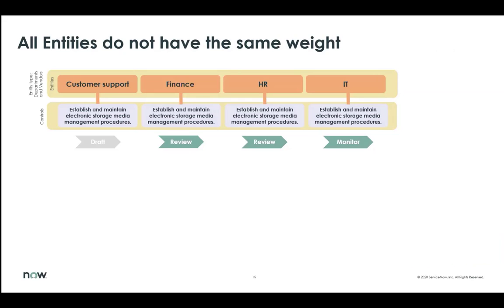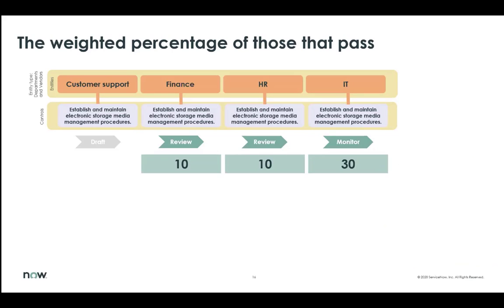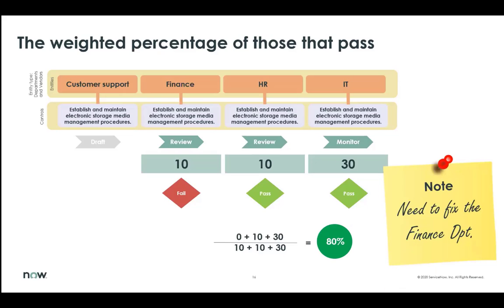Also, entities do not have to have the same importance when it comes to evaluating compliance to a control objective. In this example, for this control objective, we decide that IT is much more important than the other departments, so we give it a weight 3 times higher, say 30. Now we see whether each control is pass or fail. Customer support is still in the draft state, remember, so it's not counted in the calculation. Finance has some issues, so it failed, which gives a value of 0. HR and IT have no issues, so they are compliant, which gives us 10 and 30 respectively. The whole thing divided by the maximum value, which is 10, 10, 30, results in simply 80%. That is the compliance score for this organization for this control objective.